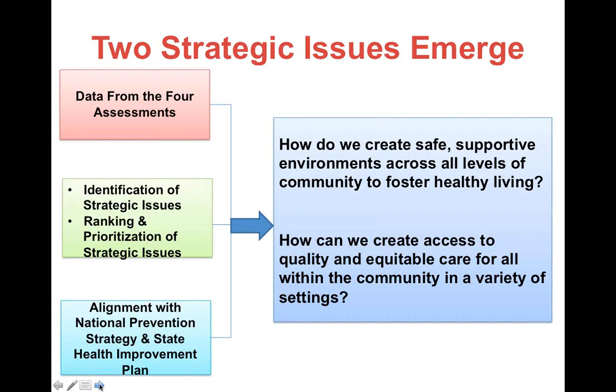Through our planning process, we did complete all the assessments as part of the MAP process. We went through several rounds of discussions leading to a set of important issues from which we selected 2 overarching broad issues. We went through several iterations of identification of issues using criteria, ranking, and prioritization of strategic issues, and even worked to align our issues with the National Prevention Strategy and the State Health Improvement Plan. And these are the 2 issues that emerged for us. Next slide.